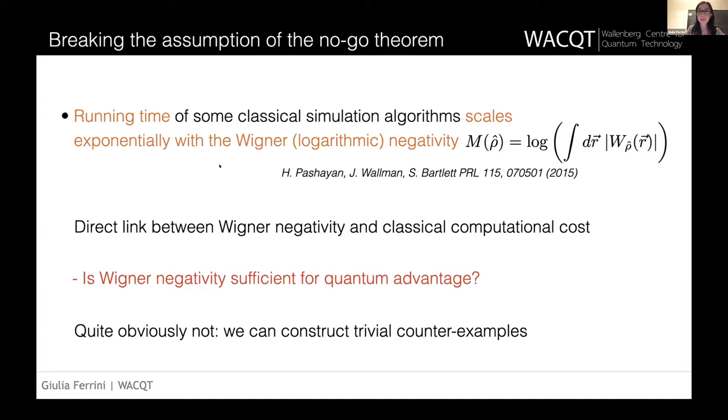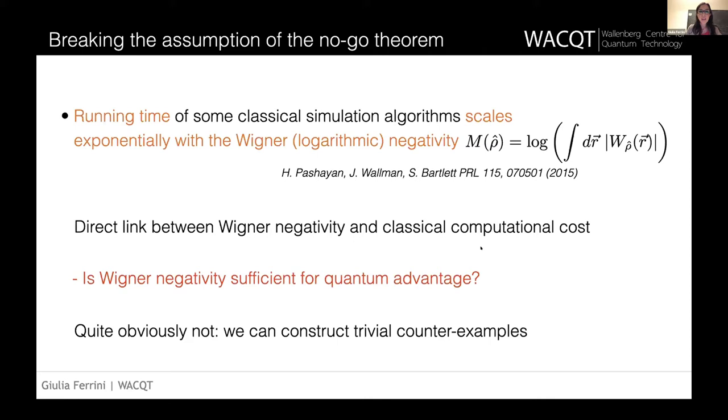And then another kind of result that was developed by Bartlett and collaborators was to show that, relative to a specific kind of algorithm that was similar to Monte Carlo, where they were able to treat the sign problem, they were exhibiting a running time of their simulation algorithm that was scaling exponentially with the Wigner logarithmic negativity of the quantum circuit. And this was establishing a direct link between Wigner negativity and the classical computational cost. So from this kind of result, one can ask the question: is Wigner negativity sufficient for quantum advantage?